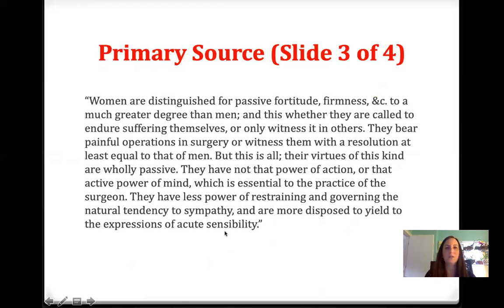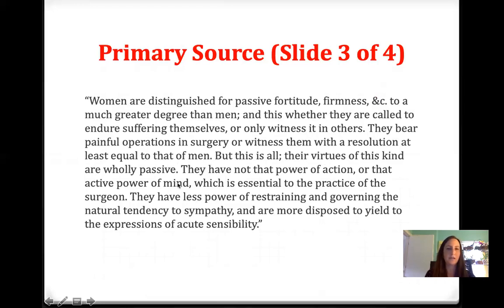"Women are distinguished for passive fortitude, firmness, etc., to a much greater degree than men. And this, whether they are called to endure suffering themselves or only witness it in others. They bear painful operations in surgery or witness them with a resolution at least equal to that of men. But this is all."